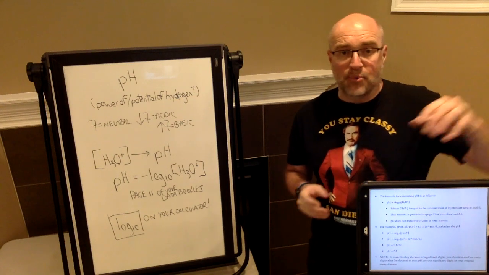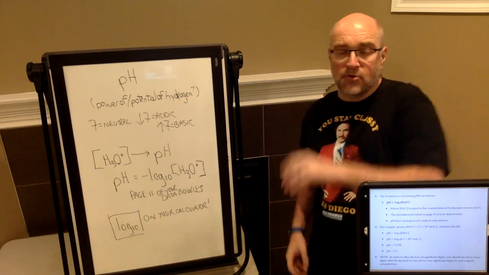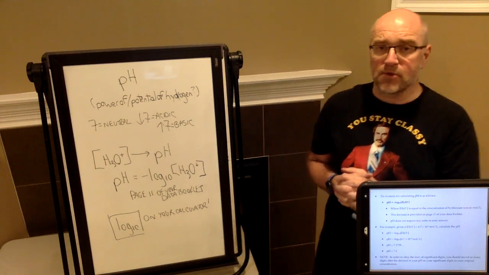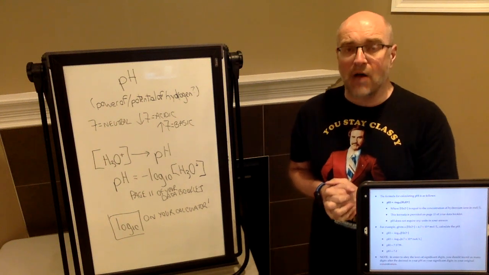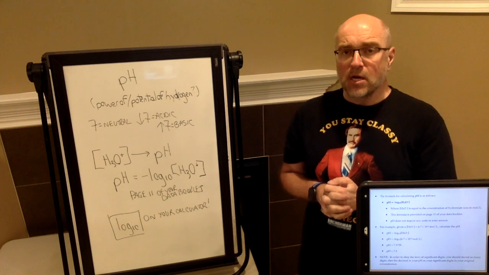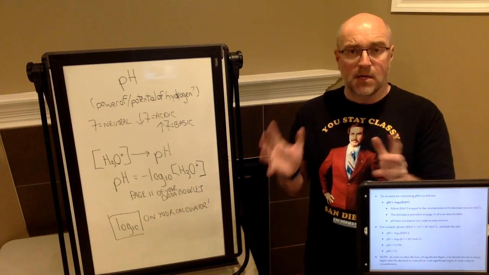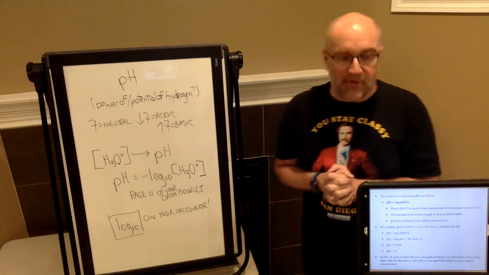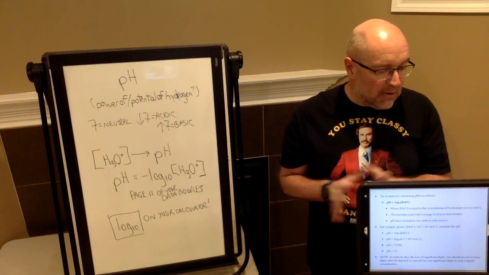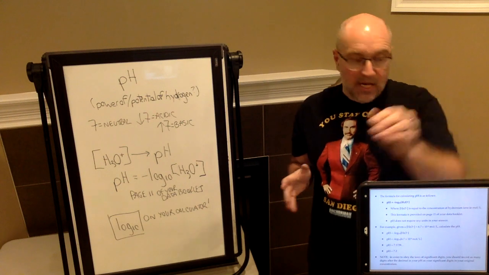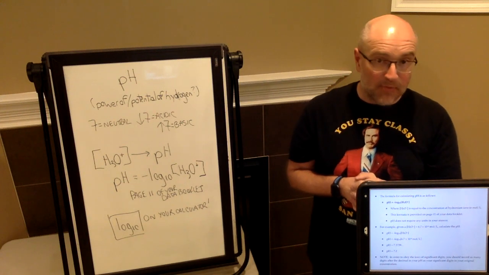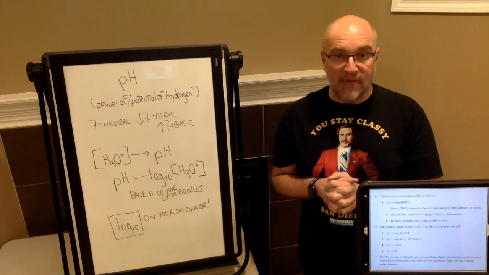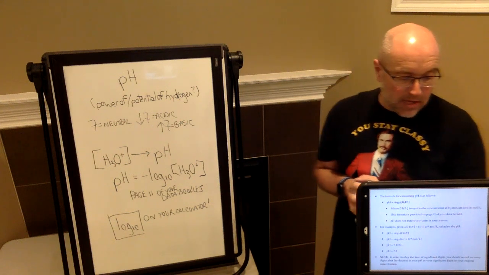So for the example in your notes here, hopefully you've got your notes in front of you, and hopefully you've got a calculator with you as well. If you don't have a calculator, grab your scientific calculator right now. You're going to want it just to make sure that I'm not making up numbers here, or doing some voodoo science or something like that. What we've got here is a solution that has a concentration of 6.7 times 10 to the negative 8th moles per liter of hydronium.